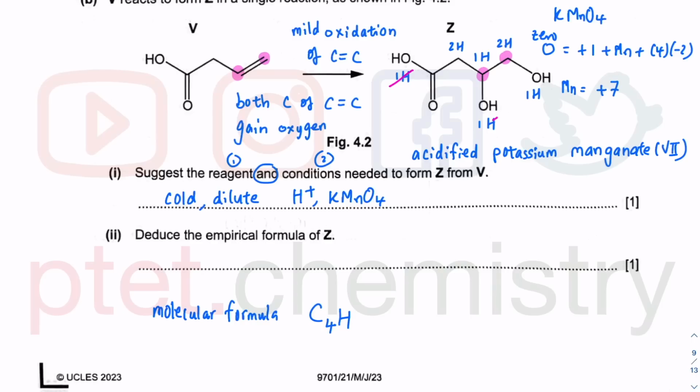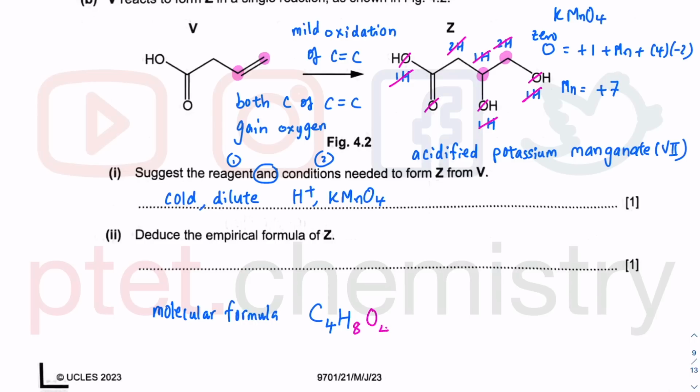1, 2, 3, 4, 5, 6, 7, 8. So there are 8 hydrogen altogether. And in terms of the oxygen, there is 1, there is 2, there is 3 oxygen. So this is the molecular form. Hang on. 1, 2, 3, 4. There are 4 oxygen altogether.